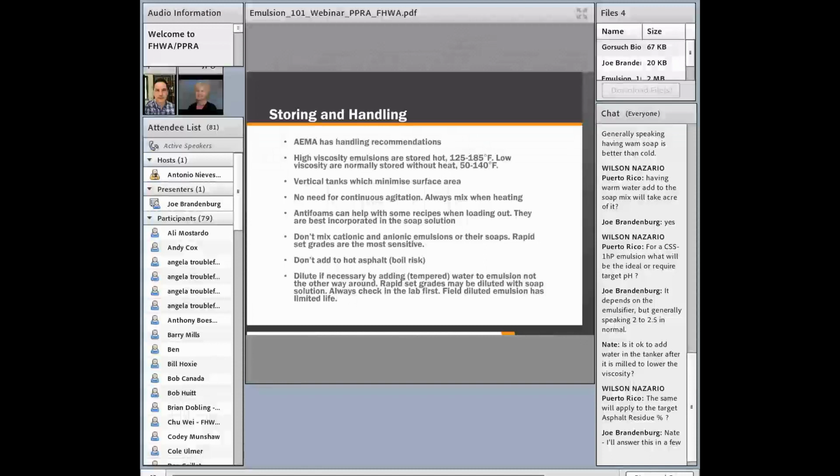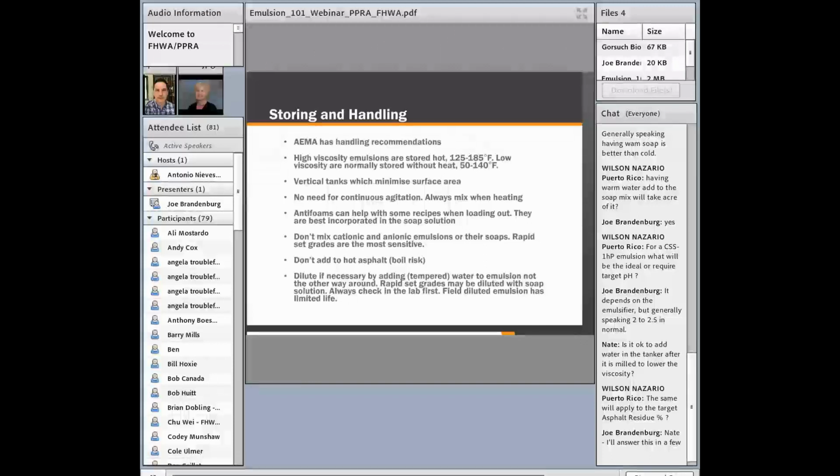Now, you can go higher than 185, but really, once you go past 185 Fahrenheit, you begin to evaporate off the soap solution or the water phase within the emulsion, and then your viscosity will increase. And then you might have skinning, which can lead to sieves. So really, between 125 and 185 is what we recommend. You can go lower and higher. It depends. But then again, that's for the high viscosity emulsions.